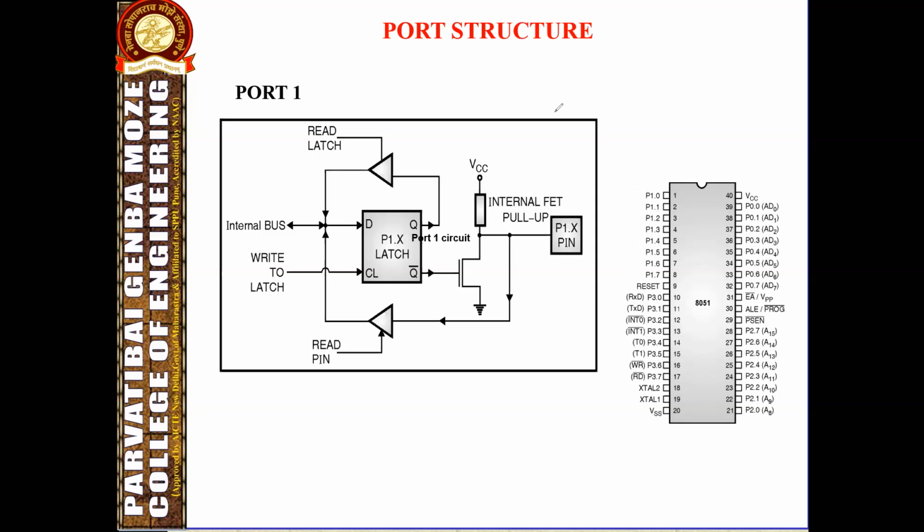So let's see one by one how the internal operation takes place to act as input and output. First we will see port 1 because it is quite easy to understand the operation, and after that we will go for the other port structures. First of all, this is the internal organization of each port. Each port consists of this type of internal organization. So we will see what the parts of this internal structure are.